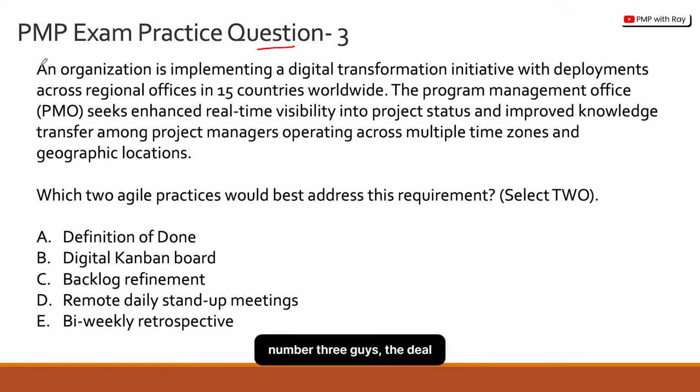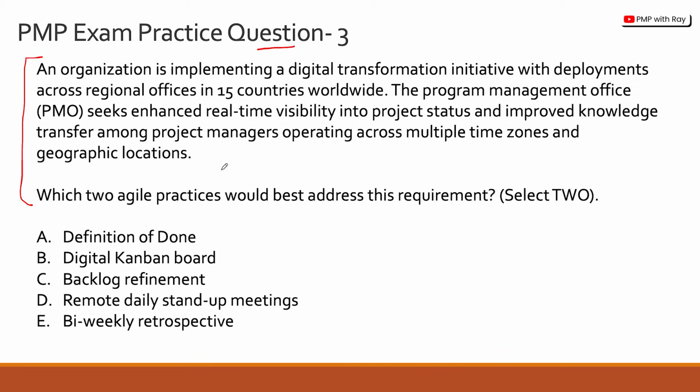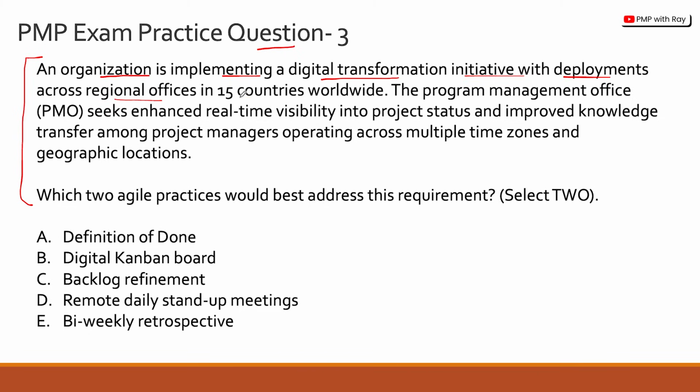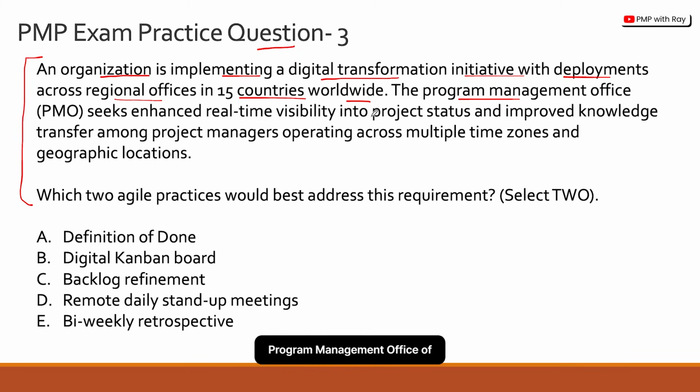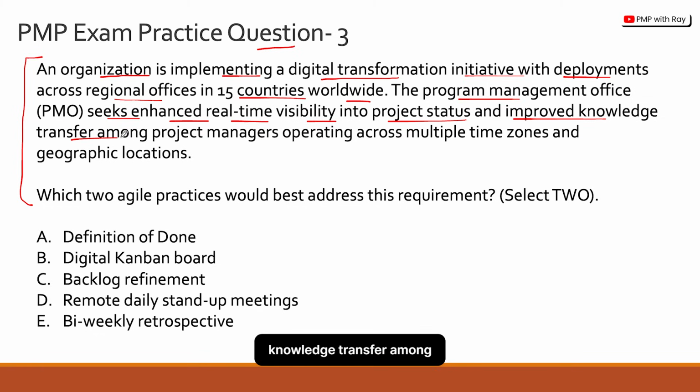Right, so question number 3, guys, the drill will remain the same. Please read the question and try to solve it before we take this together. You can pause the video here if you wish to. Right, so let's get started. An organization is implementing a digital transformation initiative with deployments across regional offices in 15 countries worldwide. The Program Management Office, or PMO, seeks enhanced real-time visibility into the project status and improved knowledge transfer among project managers operating across multiple time zones and geographic locations.